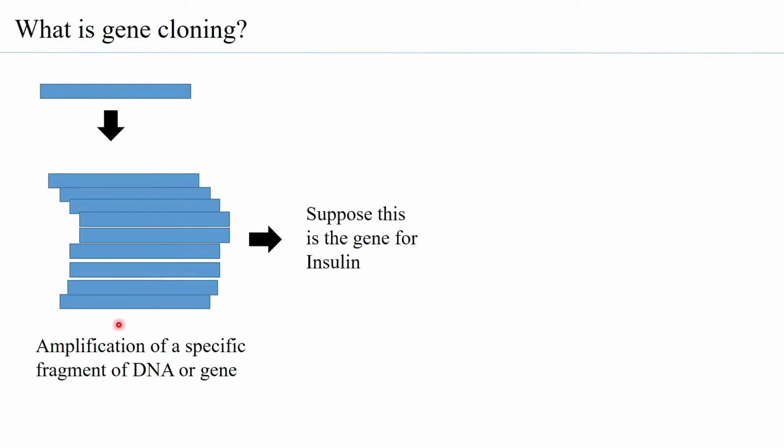Now suppose you consider that this is the gene for insulin. Then having n number of insulin genes will give rise to n number of insulin. So you will get a large amount of insulin in vitro, and that is important because insulin is required for treatment of diabetes and there is a demand for it. So through gene cloning, one can get a large amount of insulin as a product.